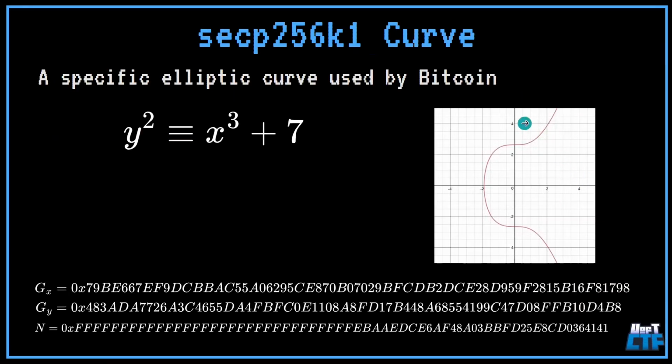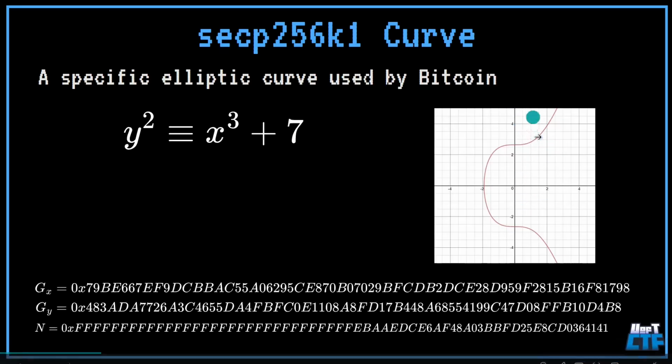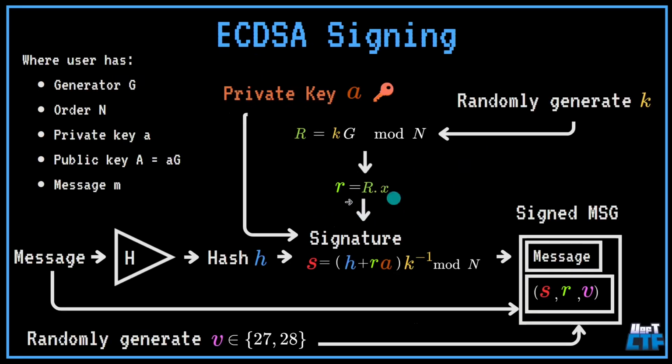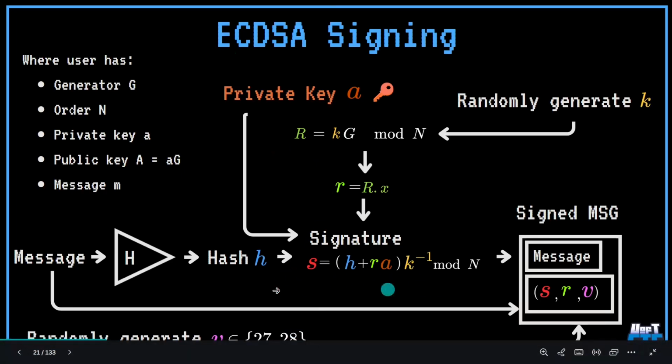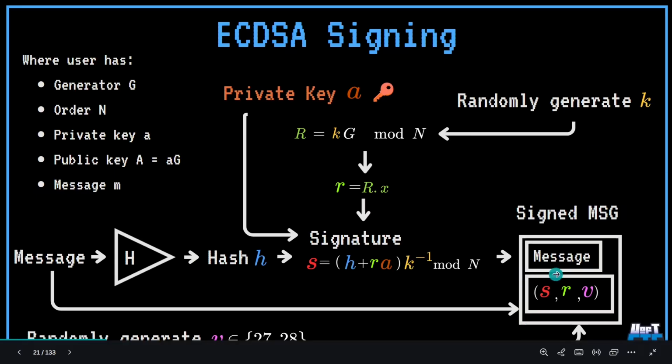If you look at a curve, there are two possible Y values, so we just need to encode whether it's on the top half or the bottom half. That's what V is. And R is just the X value of that point. This point is what we use to verify. When we're signing, we create our signature like this because we want a way to decode and verify with the private key mixed in somewhere. So the final signed message has the message, your signature, your point R, and V as well.